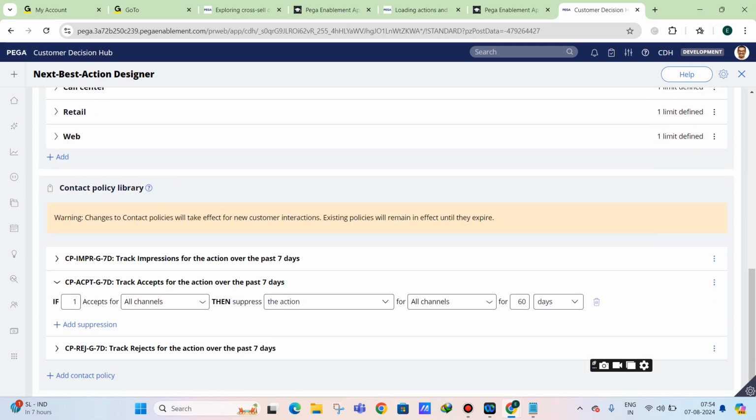So if there is one accept for all channels, that means the customer might have accepted in email or SMS, through push notification, somehow he has accepted through some particular channel, then suppress the action for all the channels for this many days. That is what we are giving here. For example, I can give something like 365 also. That means for the next 1 year, the customer will no longer receive any standard card action, because we are saying suppress that action. Suppress means hide that action from promoting to the customer. That is what we are doing.